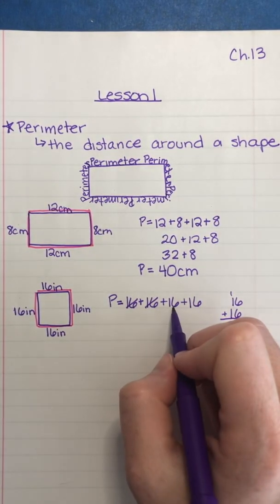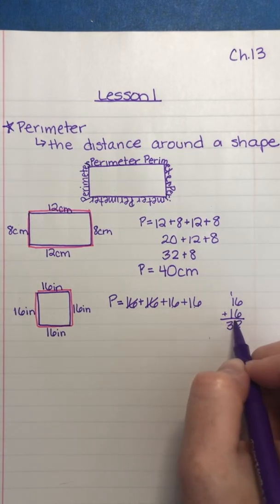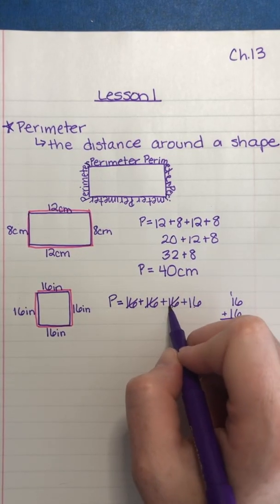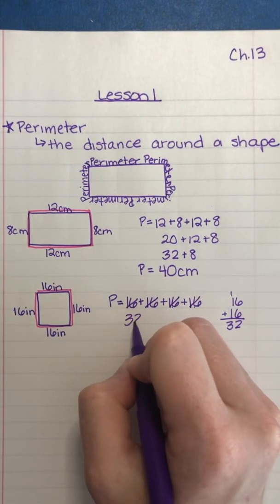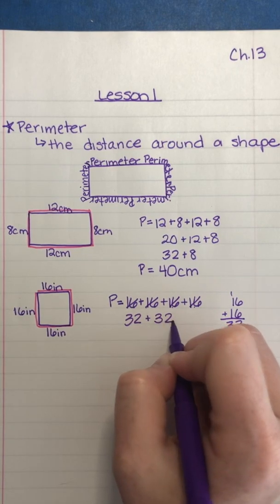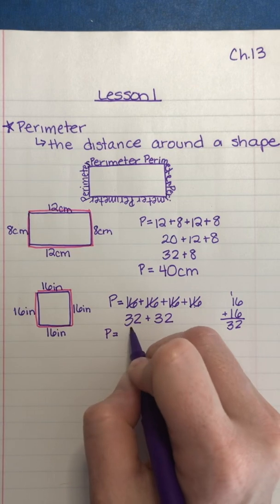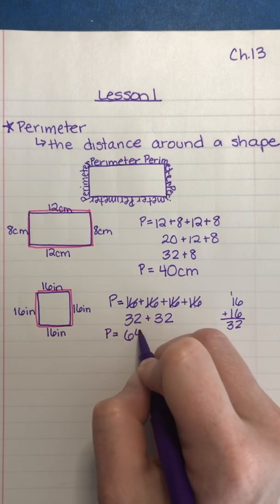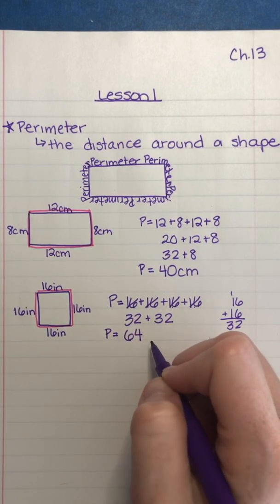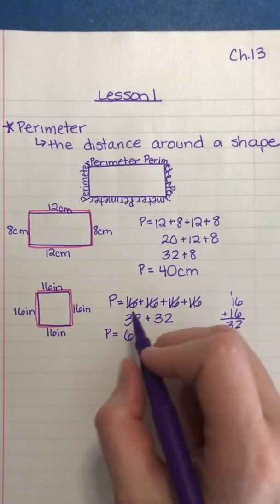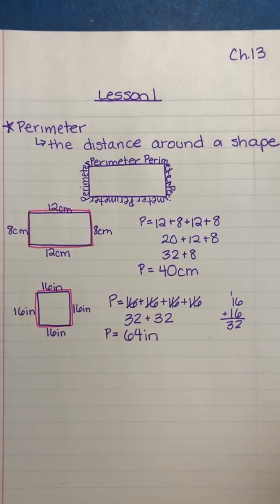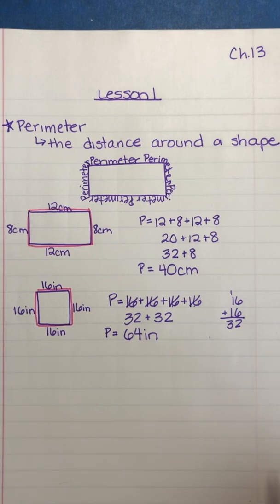Now I know I also have 16 and 16, so if I add those up again, I've got another 32. So now I've got 32 plus 32. So when I finish adding those up for my perimeter, I've got 64. And I need to finish with my label. Everything is in inches, so my label is inches, 64 inches.